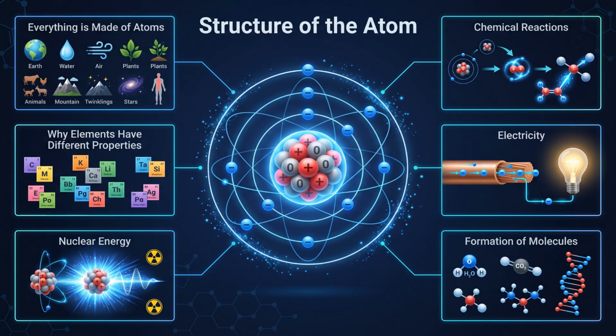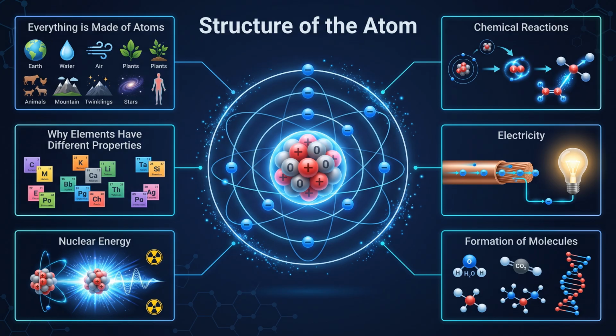Energy and reactions. Atoms are also the ultimate engines of energy and change. In the top right chemical reactions panel, we see what happens when different atoms collide. They break old connections and transfer or share their outer electrons to form entirely new substances. If we look at the electricity panel in the middle right, we can see those negatively charged electrons actively flowing through a copper wire to power a glowing light bulb. That directed stream of moving electrons is exactly what we call an electrical current.